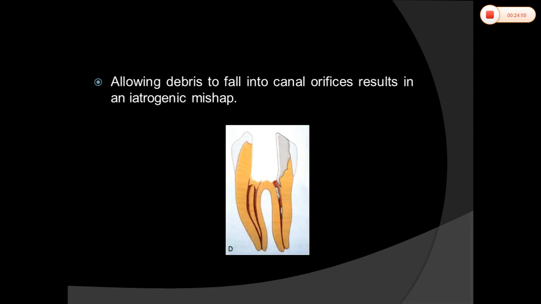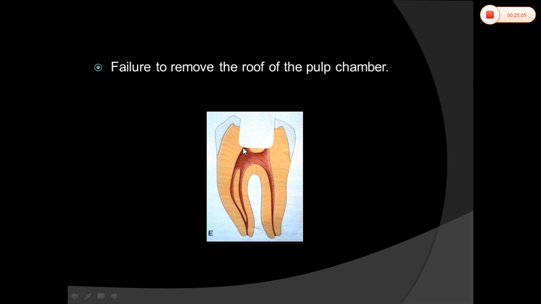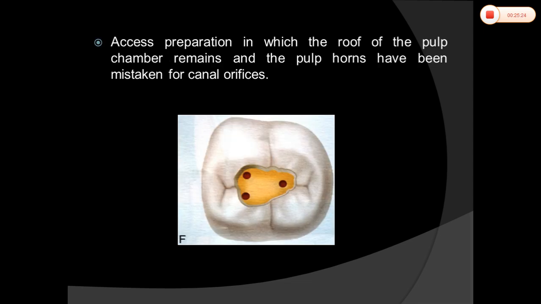And here almost the debris has gone from the canal orifice into your root canal, which can lead to a mishap or flare up. And here you haven't removed the pulp chamber roof, because see here, coronal pulp is still here. You haven't de-roofed this portion, but you have got the entry. You thought you are in the root canals, but here the pulp tissue is still here, which leads to failure of the endodontic treatment.